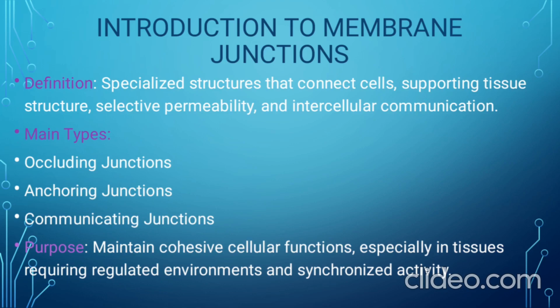There are three types of membrane junction: the occluding junction, the anchoring junction, and the communicating junction. The purpose of the membrane junction is to maintain cohesive cellular function. That means all the cells are interacting together, especially in tissues requiring regulated environments and synchronized activity. Tissue like brain tissue requires regulated environments, and the heart requires synchronized activity.